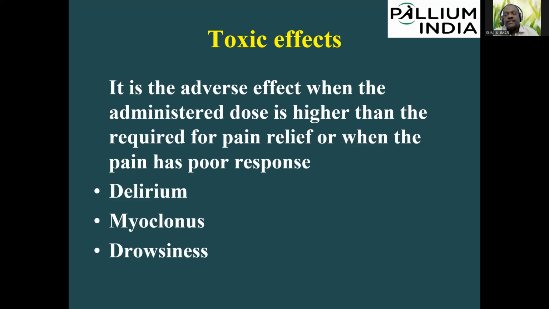And there will be jerky movements of maybe part of the body or the whole body. That is known as myoclonus. And the patient will be extremely drowsy. You will not be able to wake up the patient. So these are the symptoms by which you can understand that the patient has a toxic effect. And if the patient has a toxic effect, you have to skip 1 or 2 doses, wait till the patient becomes alert, and then restart morphine with a reduced dose.